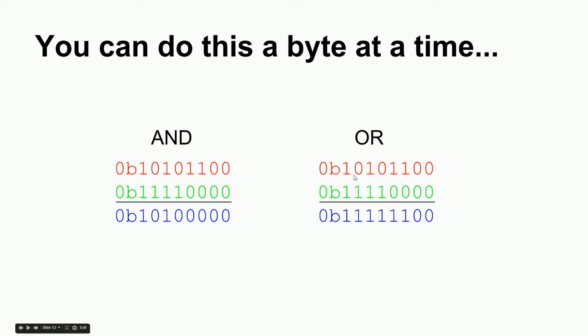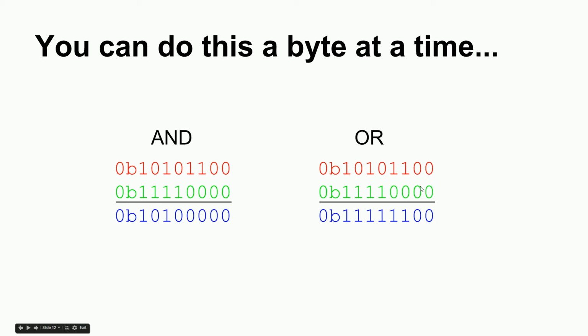And I want to point something out. Do you notice how, if we're doing the AND operation and we're ANDing with 1s, which are the first 4 bits of this green byte, the red doesn't change? Above it, 1010, and 1010 down below. So anytime you AND with a 1, you get no change. And if you OR with a 0, it's kind of like the opposite. AND with a 1, OR with a 0.